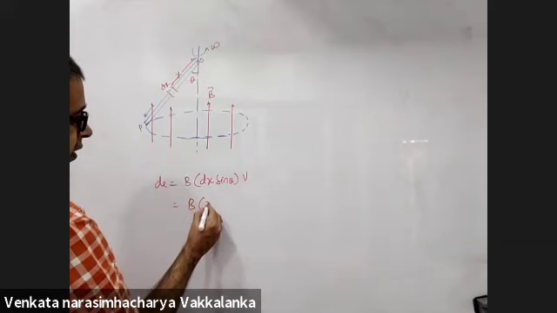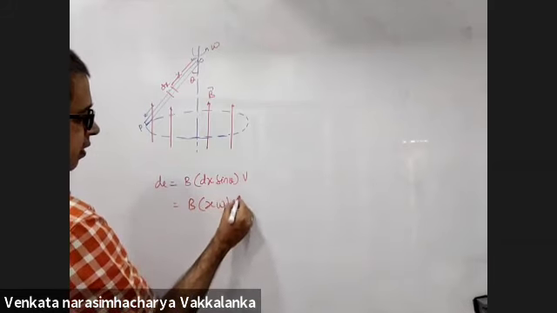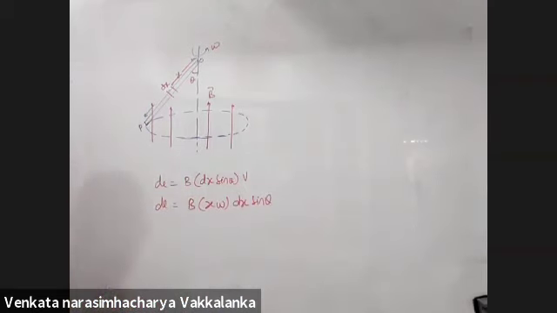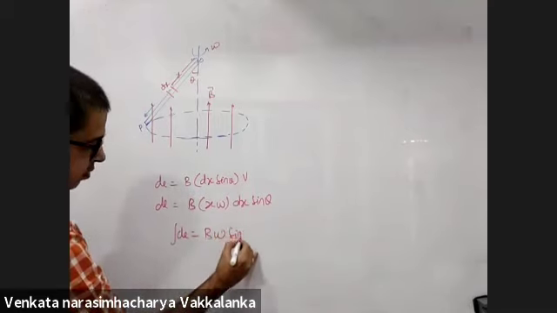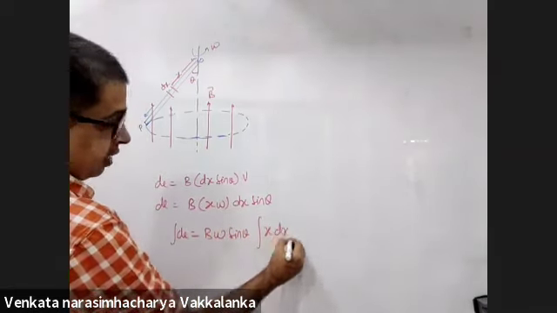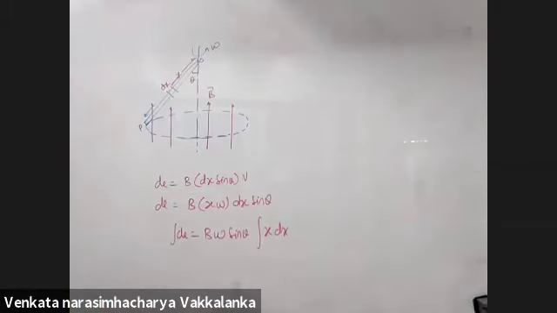Now, B is not given. I have to bring it in terms of x omega. dx sine theta, while sine theta is constant. V is not given, omega is given. V is equal to x omega. Integral dE, B omega sine theta, integral x dx. I think I'm going wrong somewhere. Did I miss anything here?